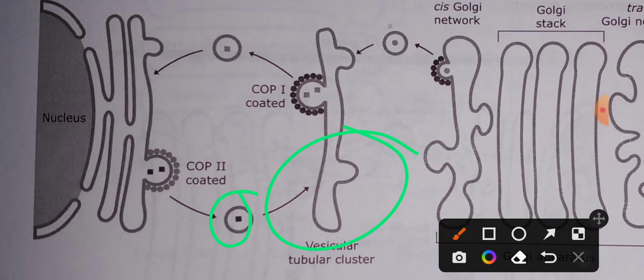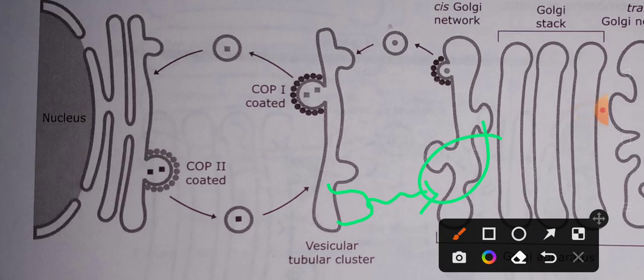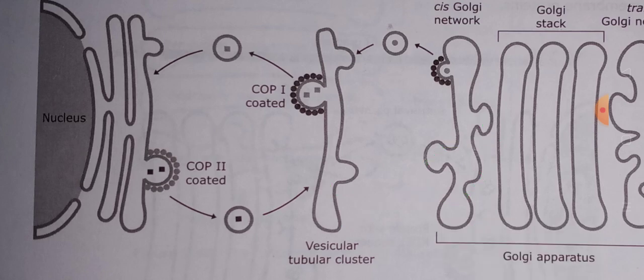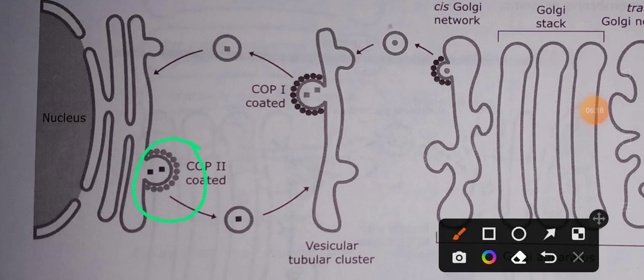And then from here there will be another vesicle that will form, and it is going to be transferred to the cis Golgi. That's how the thing is going on. So that's the overall idea. Now the question is how these vesicles are forming. So these vesicles are forming by reversible assembly of proteins.